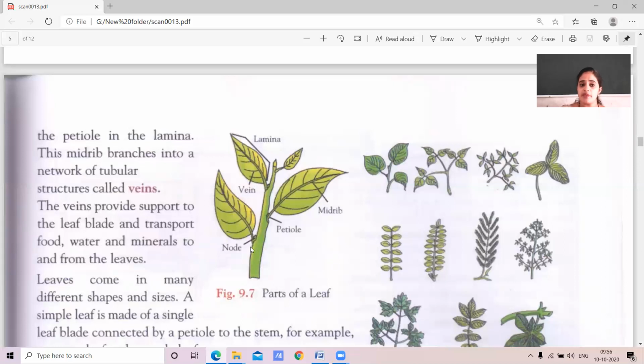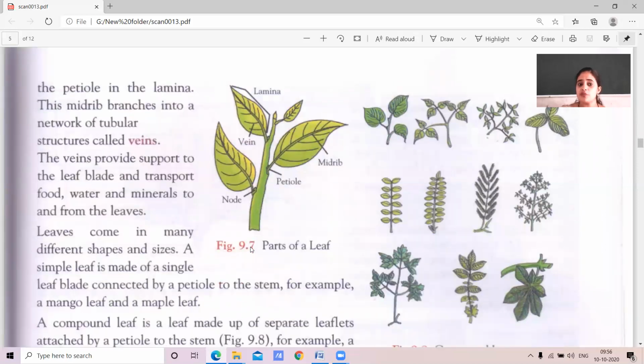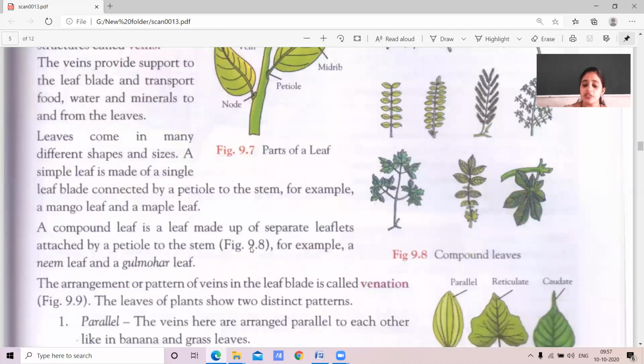From the petiole into the lamina, the midrib branches into a network of tubes. That network of tubes, we call veins. The veins provide support to the leaf blade and help in transportation of food, water and minerals to the leaves, children. Okay. Here, the leaves come in different shapes and sizes.